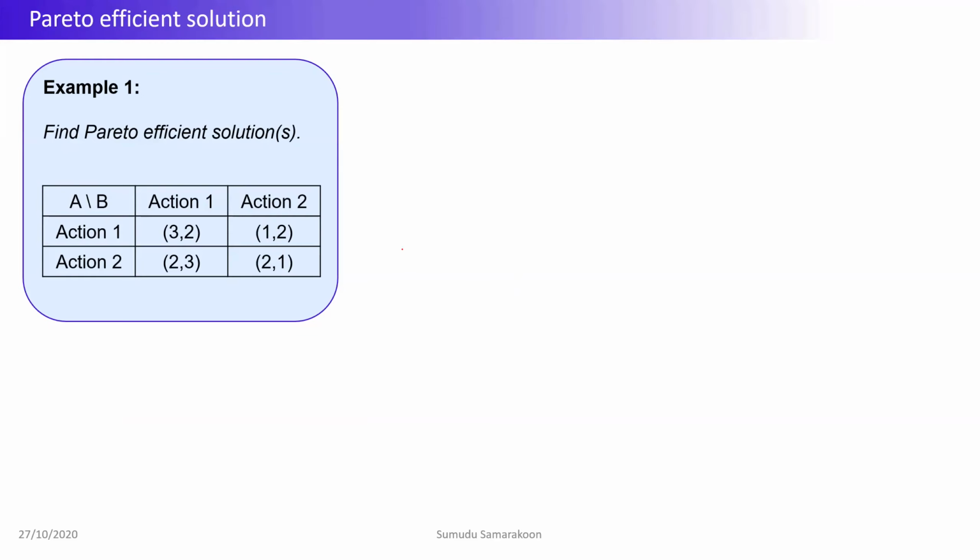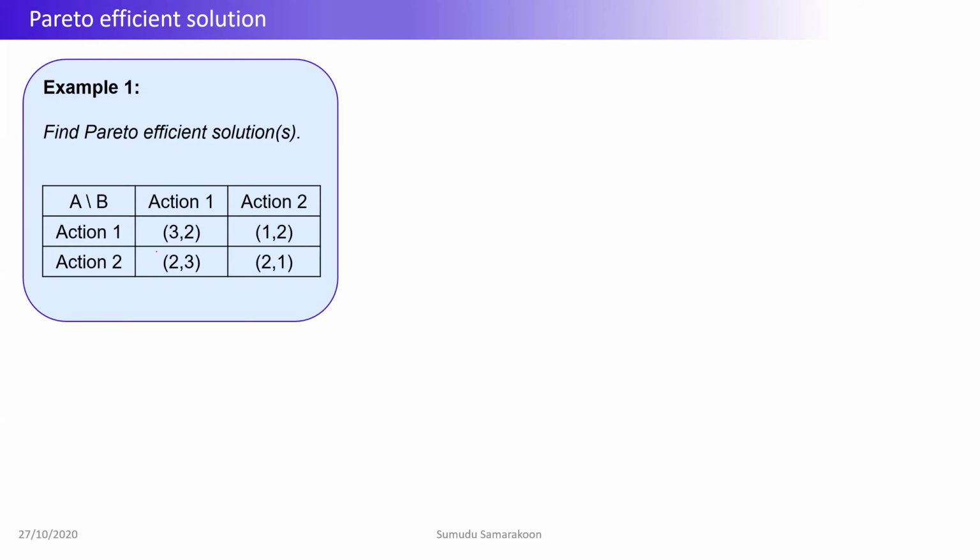Okay, let's check one example. In this example, the question is to find the Pareto efficient solutions. The payoffs are given in tabular form. In order to find whether each combination of these actions, which makes the joint strategy, is Pareto efficient, we have to check each individual strategy and see whether they satisfy the Pareto efficiency conditions.